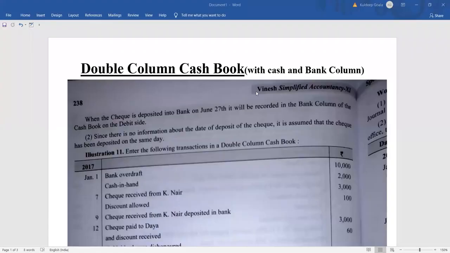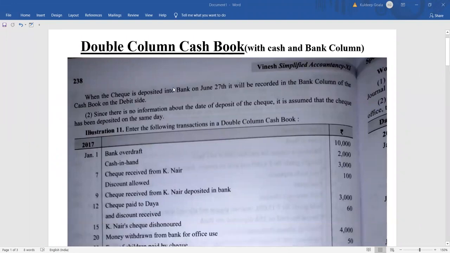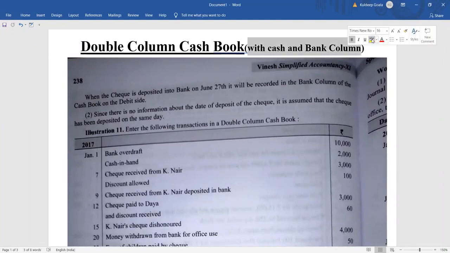So let's start. We have shared the screen here. You will be able to see the double column cash book. We have taken a question here. So double column cash book with cash and bank column, right? So today we are going to learn about double column cash book with cash and bank column.